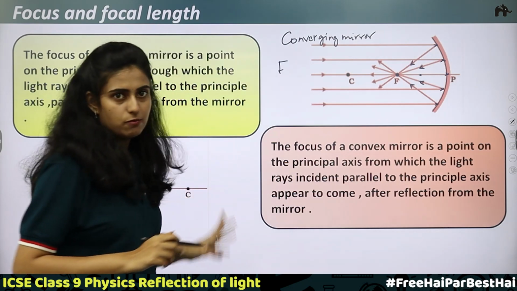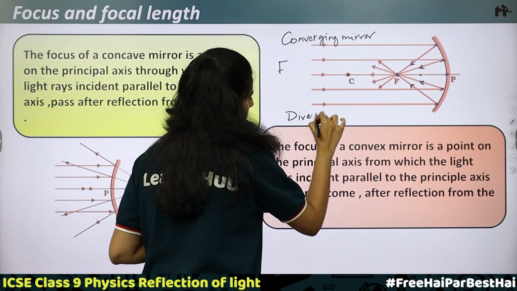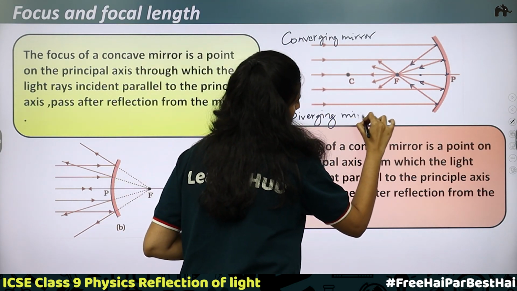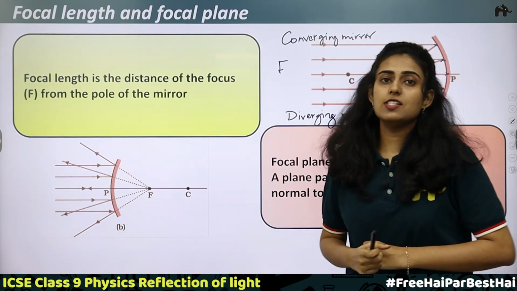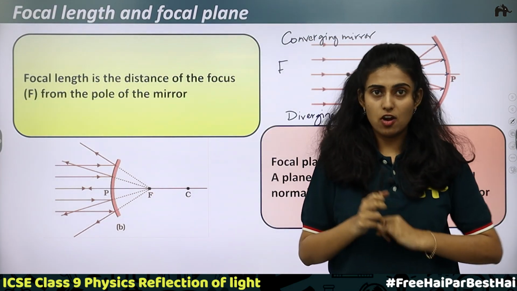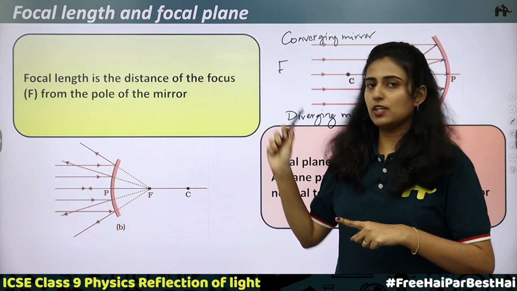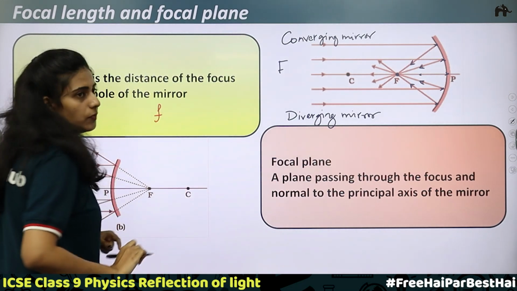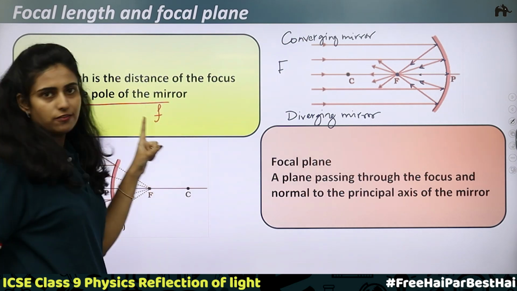Okay, so this type of mirror, the convex mirror, is therefore known as a diverging mirror. So one is a converging mirror and the other is a diverging mirror. Okay, understood. So we have understood what is the focus of a concave mirror and a convex mirror. The distance between the focus and the pole is called the focal length. Focal length is represented by small letter f. Focal length is the distance of the focus from the pole of the mirror.